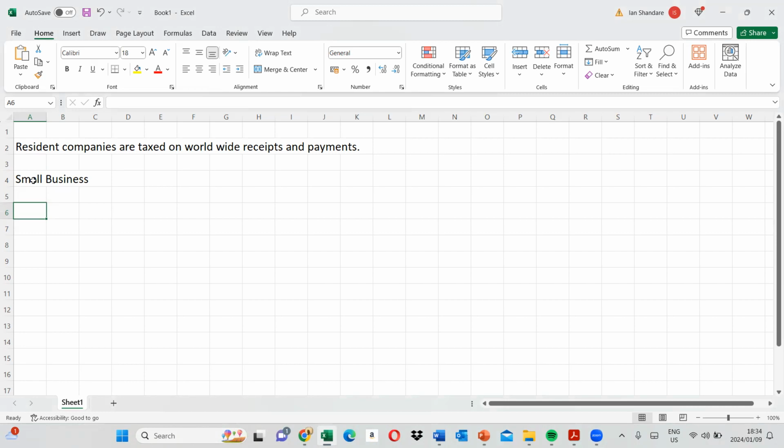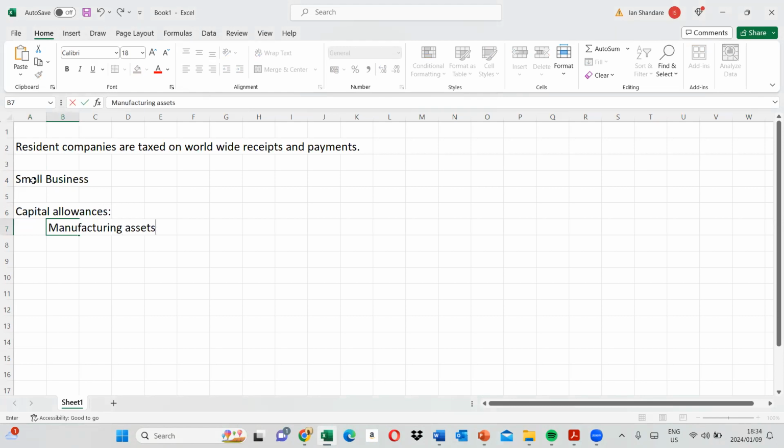Right, so capital allowances, all right, that applies in regards to small businesses. So when you have manufacturing assets, in this regard, you claim your allowances, all right? So you're going to claim 100% on acquisition debt.